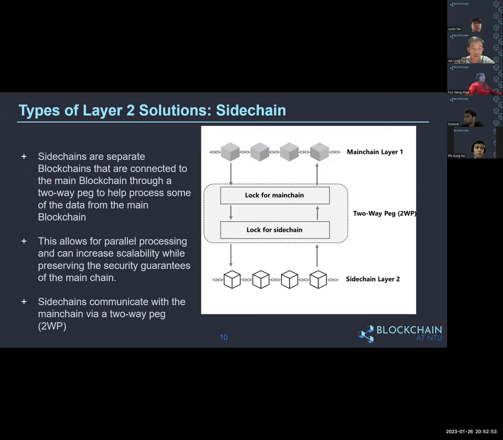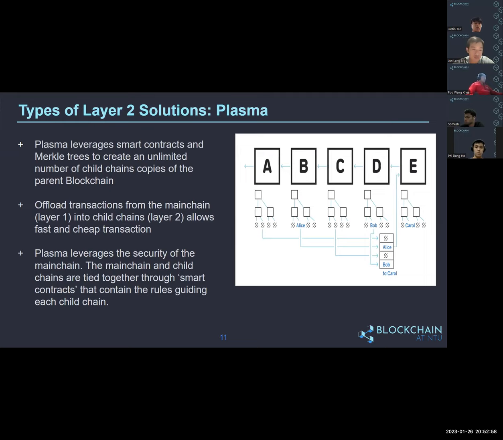Okay, so for Plasma. Plasma is also another scaling solution. But Plasma leverages smart contracts and Merkle trees to create an unlimited number of child chains, branching off the parent blockchain. They will offload transactions from the main chain into the child chains, which allows for faster and cheaper transactions. Like side chains, each child chain is treated as a separate blockchain with its own consensus mechanism, nodes, block size, and block time.